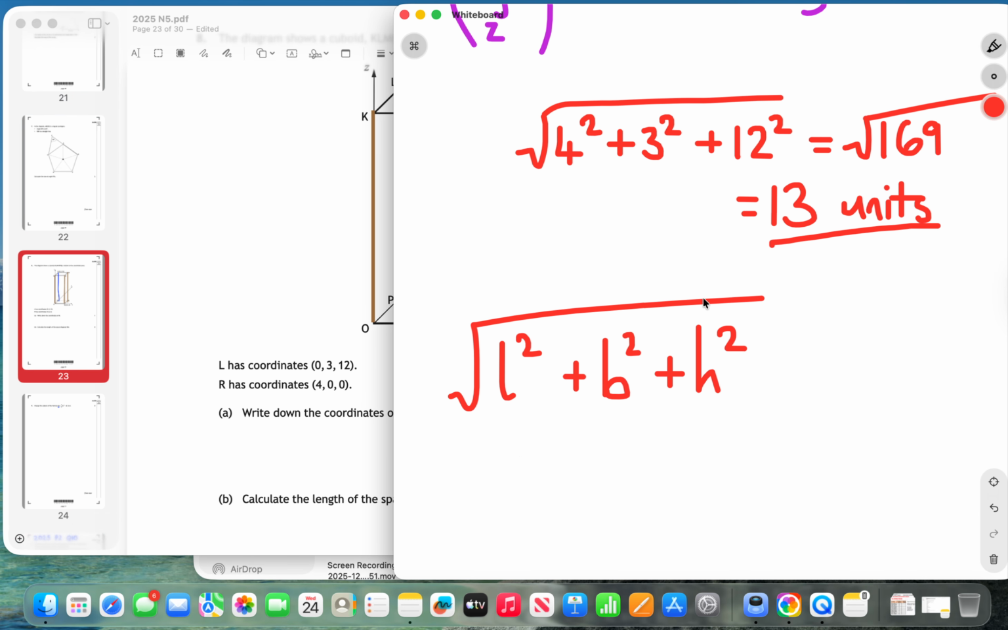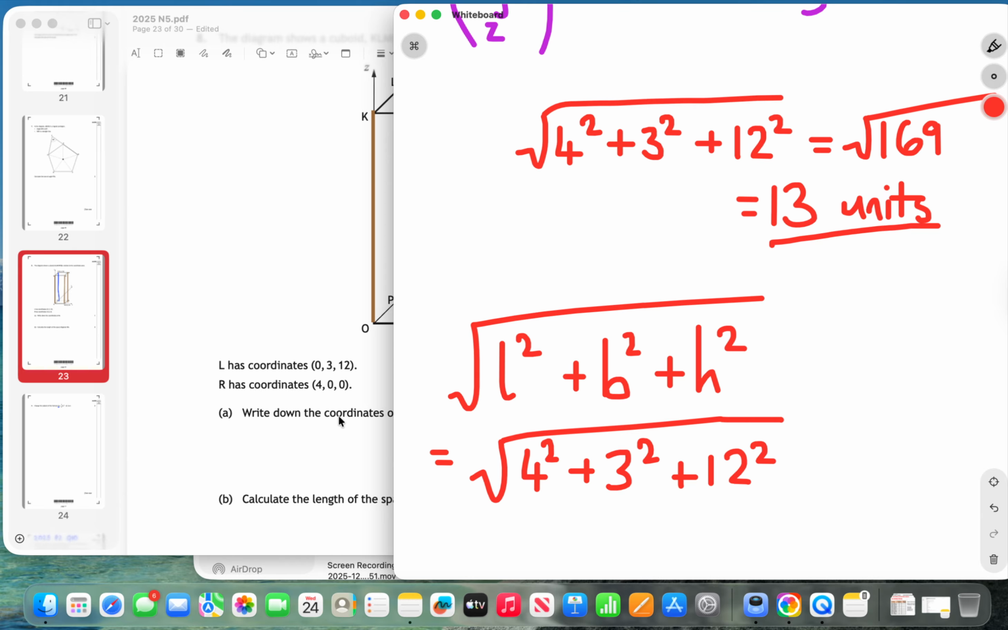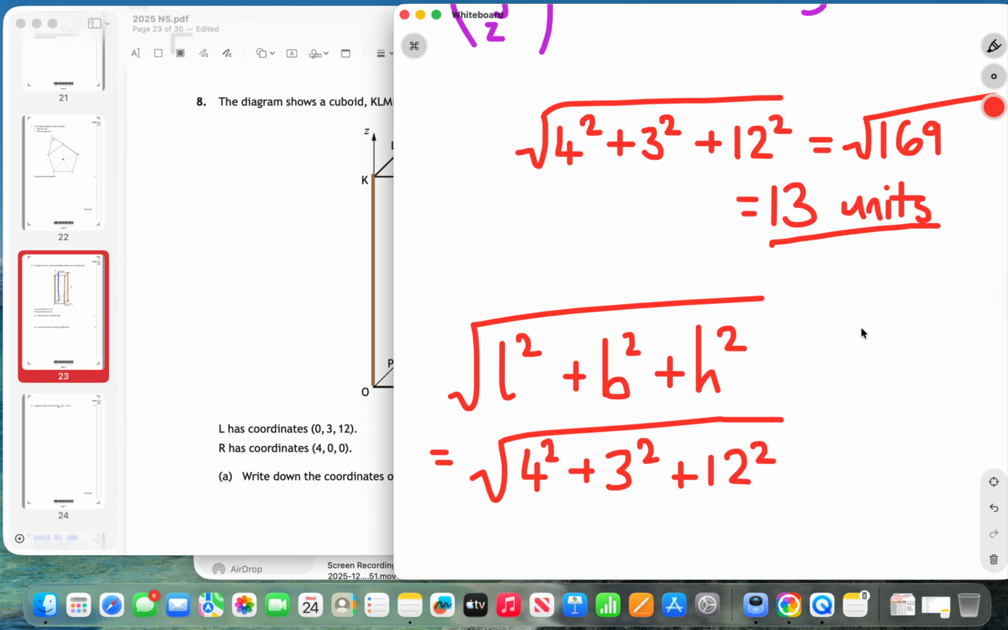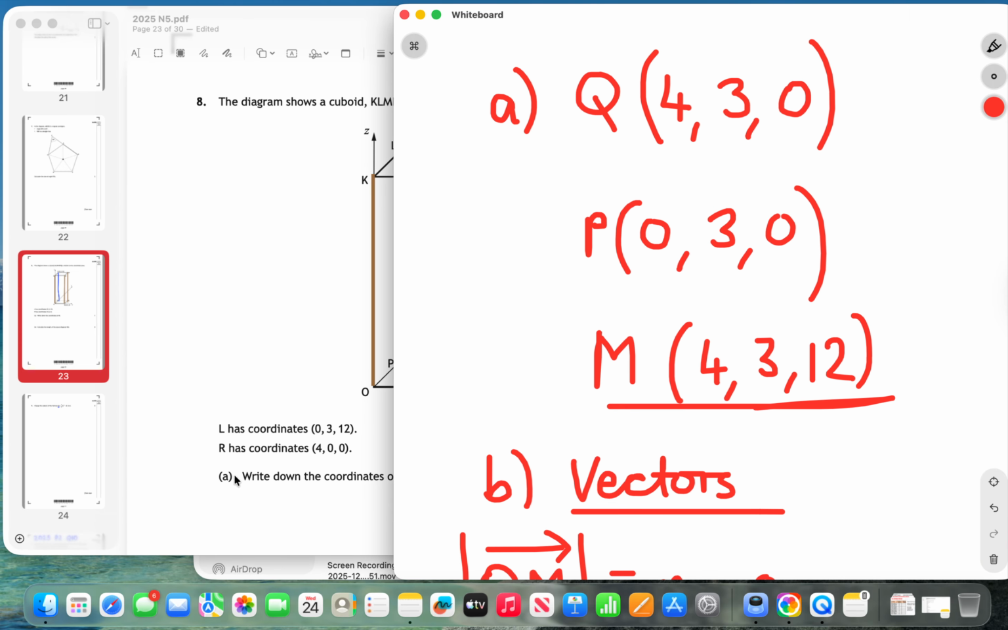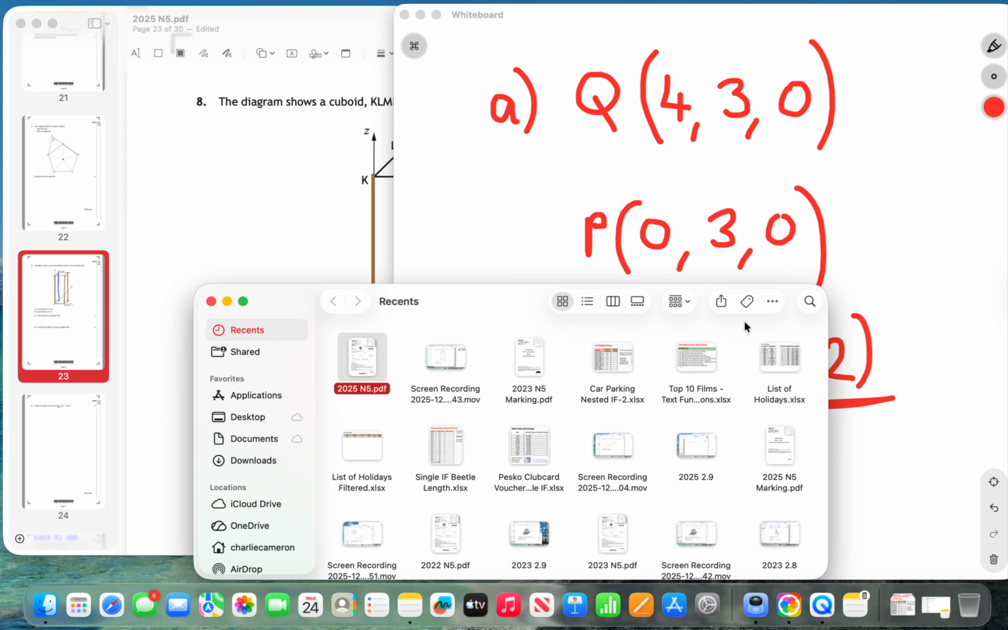So if you substitute 4, 3, and 12, you get 4 squared plus 3 squared, and the height is 12. And we get the exact same thing happening. So let's have a look at how the SQA would mark this question. Let's just have a look.